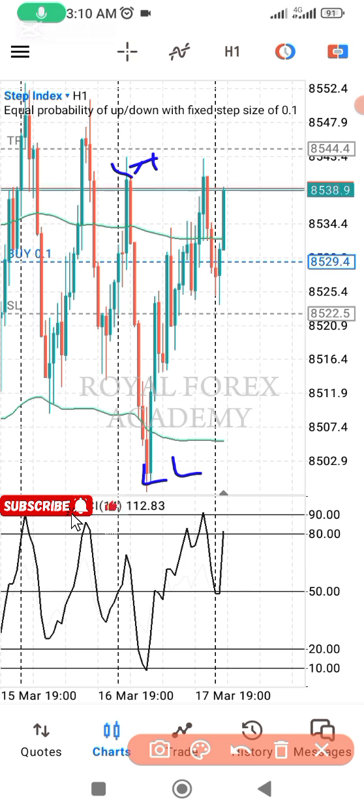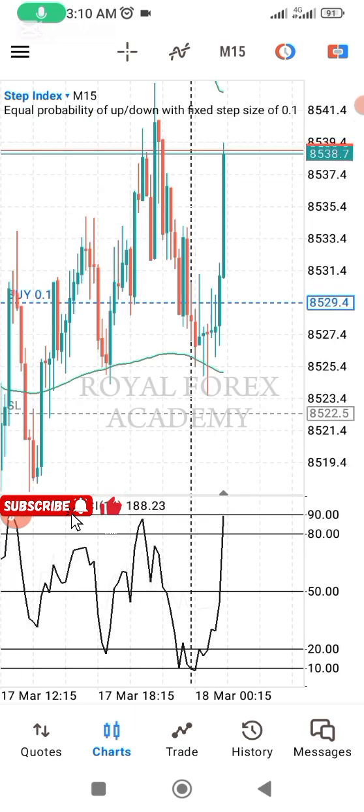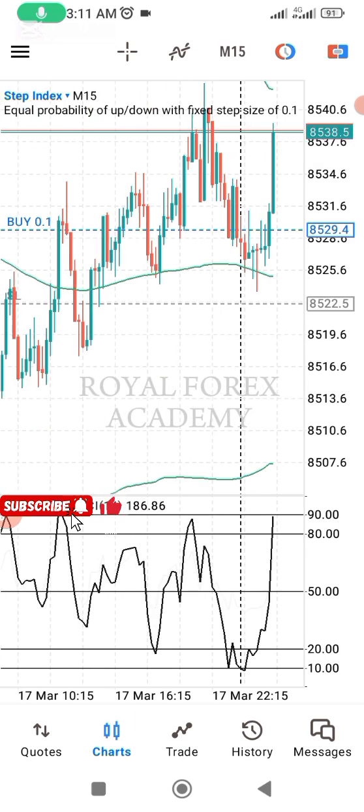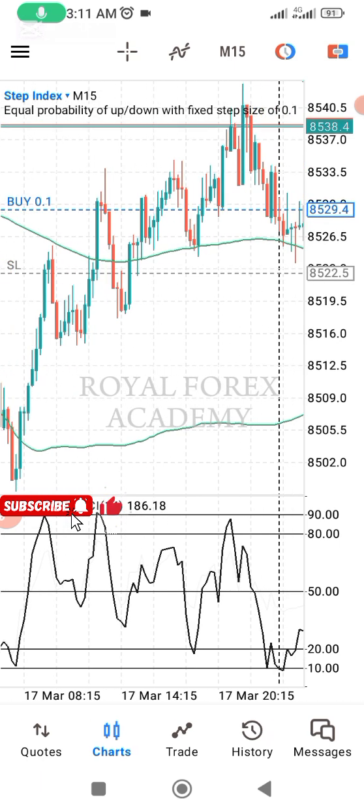So the question is, why did I buy? I did not look at the 1 hour time frame. My focus was on the 15-minute time frame. And remember, the market is fractal, in the sense that you can interpret trend and structure on any time frame.